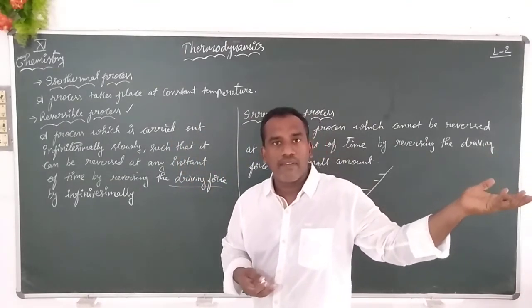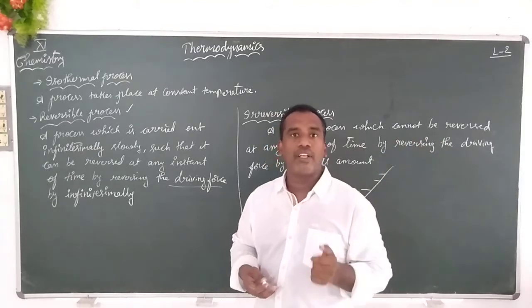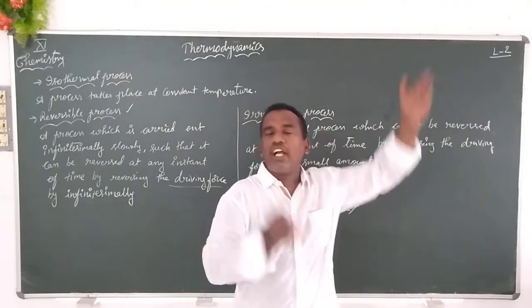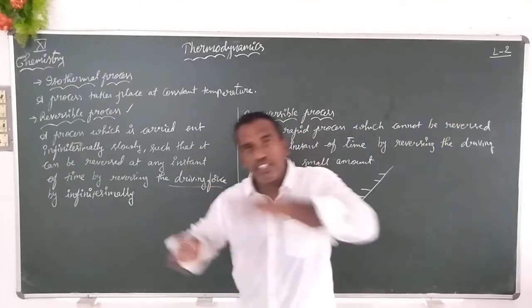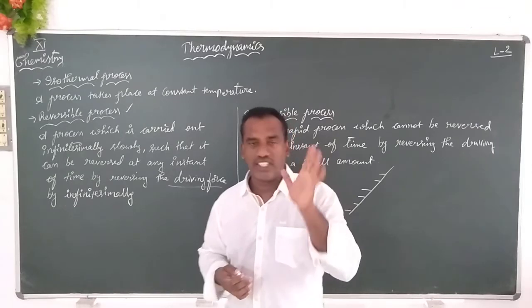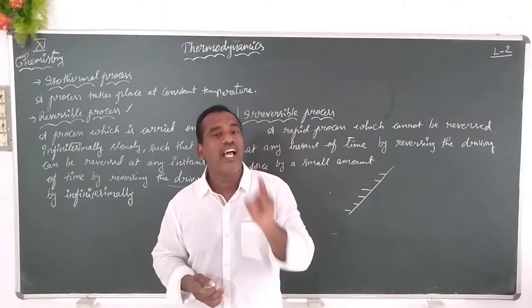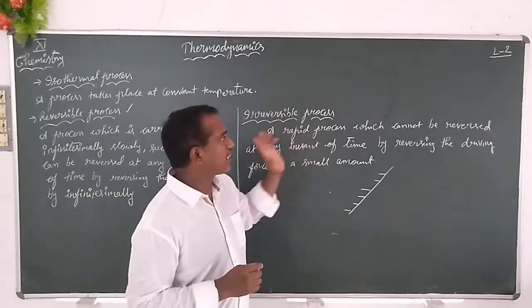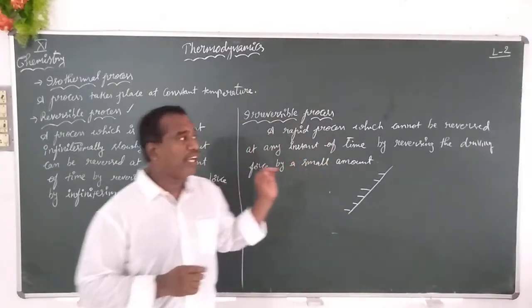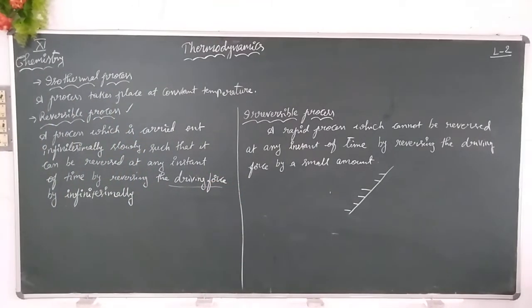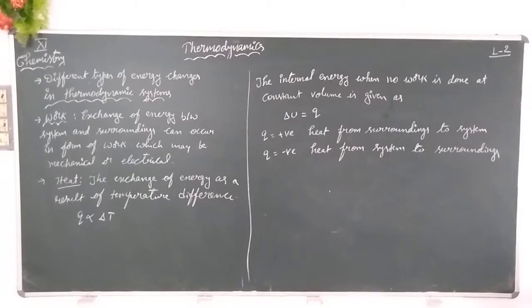But the problem is, even if you are trying to step down, it is going forward. Can you come in a reverse form? You cannot come in a reverse form. Means you cannot reverse the process. Escalator is going up. Even if you are trying to come down, it is going up again. So you cannot reverse the process. Such a kind of process we call an irreversible process. The definition is: a process which cannot be reversed at any instant of time by reversing the driving force by a small amount is called an irreversible process.